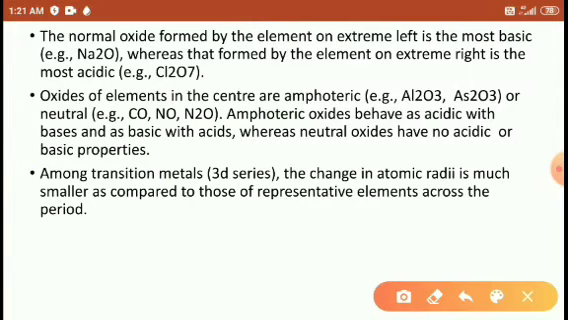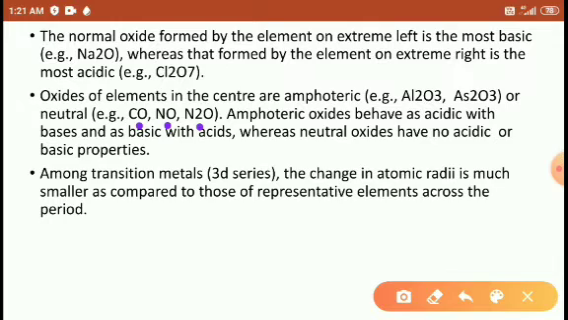Similarly, some oxides of elements are amphoteric, like alumina and arsenic oxide. Some, like carbon monoxide, nitrogen oxide and Na2O, are neutral in nature. The amphoteric oxide behaves as both acidic and basic, whereas the neutral oxide has neither acidic nor basic property.